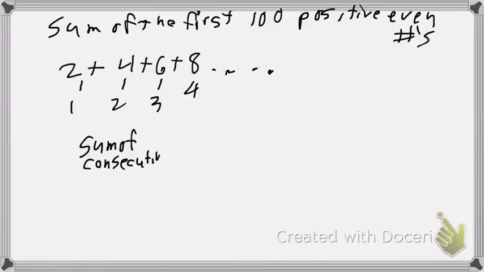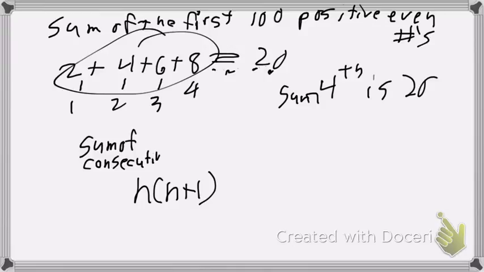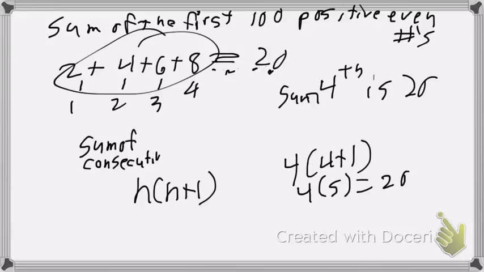So the sum of consecutive numbers is going to be n times n plus 1. Now, that is the term. So here, if we add up these four right here, we get 20. So if this is correct, we should be able to go sum of the first four. Sum of the fourth is 20. So let's check it out down here. We go 4 times 4 plus 1. That gives us 4 times 5 equals 20.